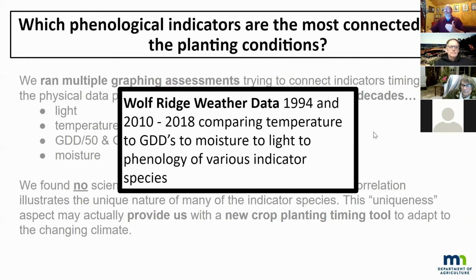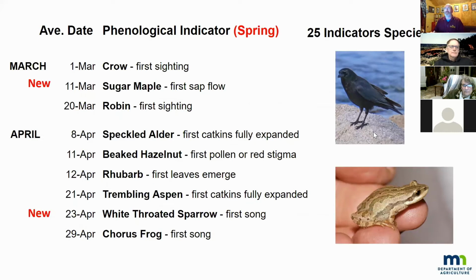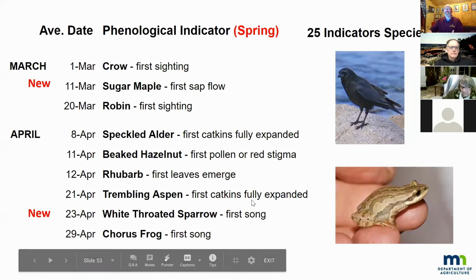So this is our final 25 indicators. The only one I'll give you caution on is the crow. The crow is a very free-spirited creature. It must blow in with the wind sometimes, even when it's cold. It varies a little bit, so using the crow solely would not be advised. But in conjunction with the other ones, you'll see here we have birds, we have trees, we have rhubarb, which is an agricultural plant, we have a frog. So a nice combination of indicators.